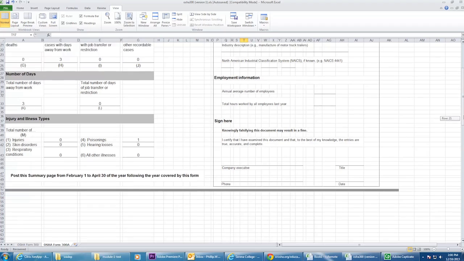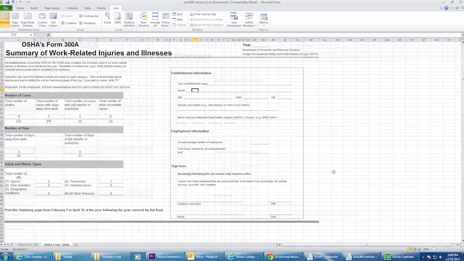Alright, so we've covered filling out a 300 log and the 300A, which is a summary. We'll wrap things up in the next few slides.